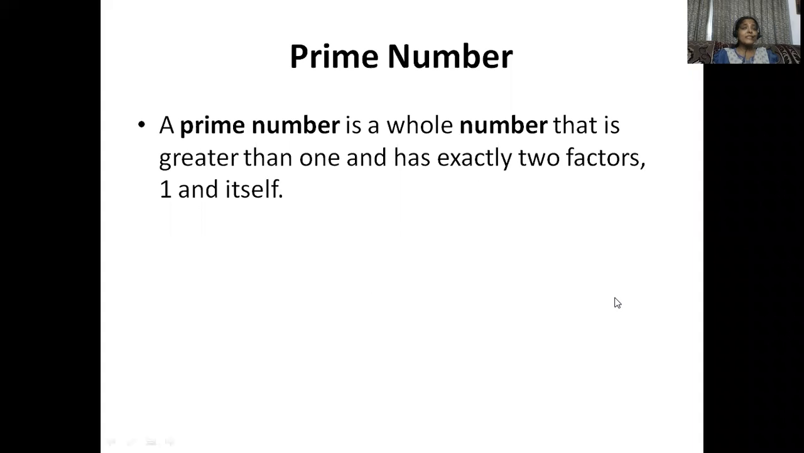So what is a prime number? A prime number is nothing but a whole number. It's a whole number that is greater than 1, and the prime number has only two factors, 1 and the number itself. Okay. So a prime number is nothing but a whole number, and it has only two factors, 1 and itself, and is always greater than 1.